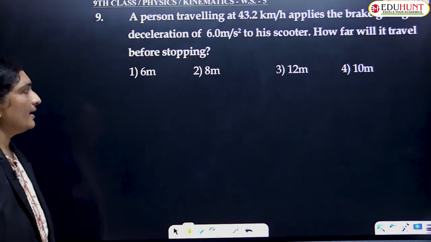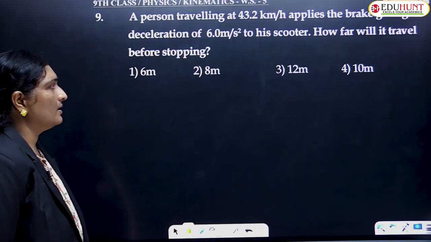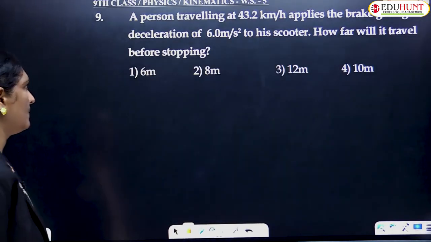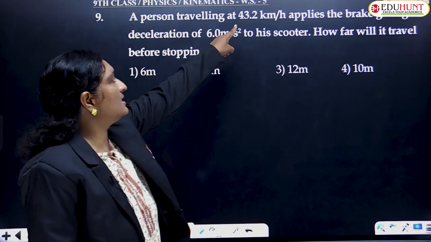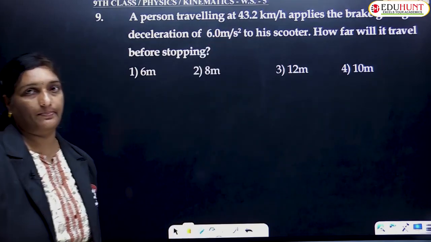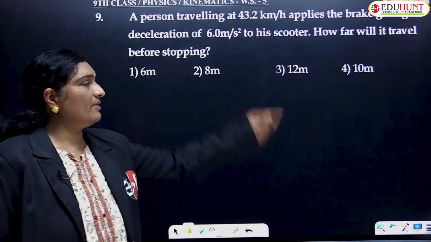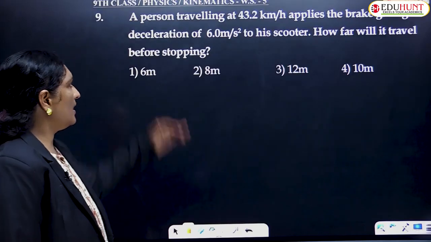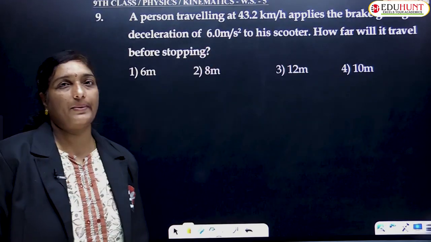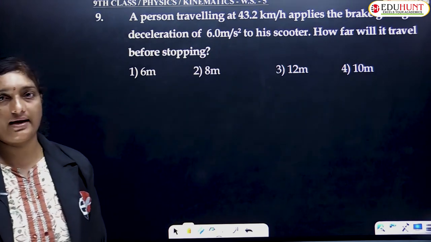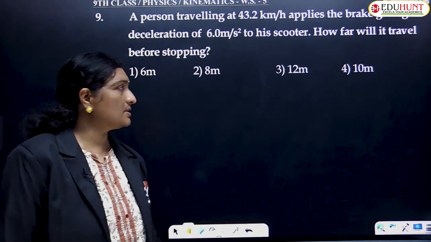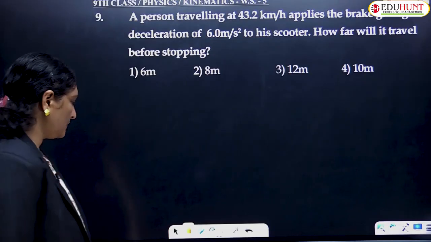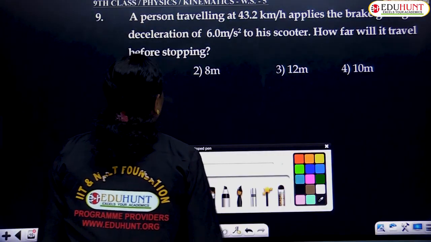A person traveling at 43.2 km per hour applies the brake, giving a deceleration of 6 meter per second square. So what is the velocity given? 43.2 km per hour. Okay, but options were given in meter, so you need to convert kilometer per hour into meter per second. The brake is giving a deceleration of 6 meter per second square, deceleration or retardation. If A happens to be acceleration, deceleration is minus A. How far will it travel before stopping? Okay, so let us try to find it out.